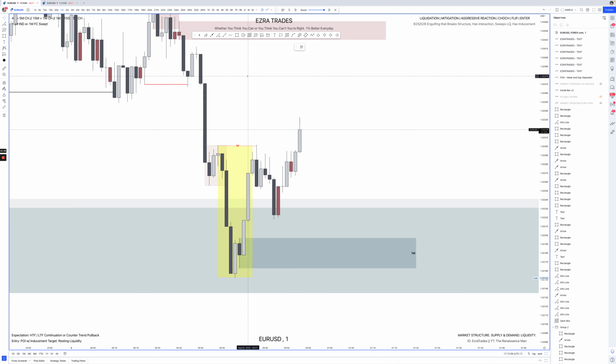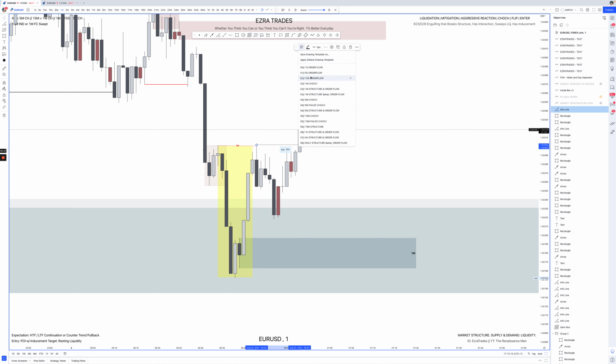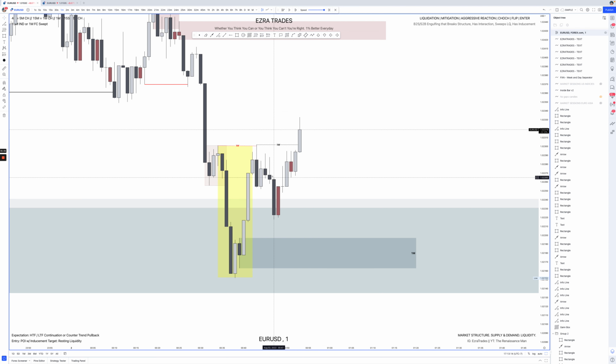All right, here's what we're looking at now. What we've done is we've created a 1 minute order flow range here. So let's mark this as the proper one, 1 minute. There we go.